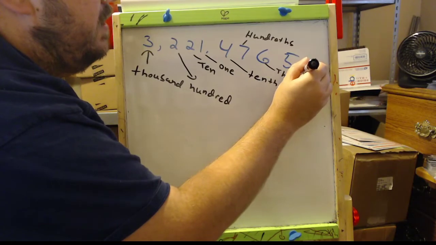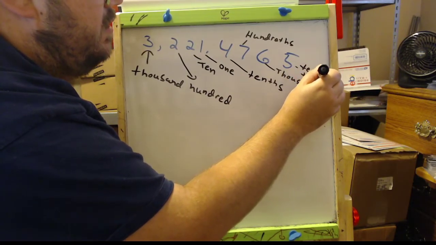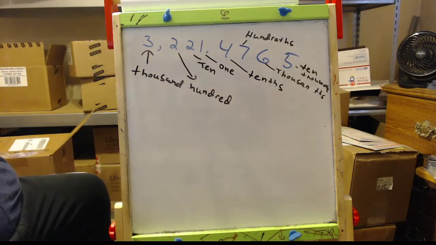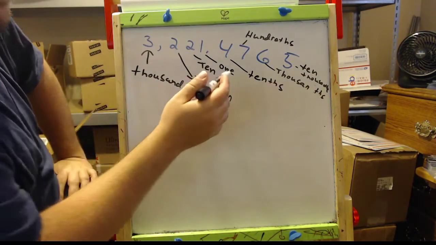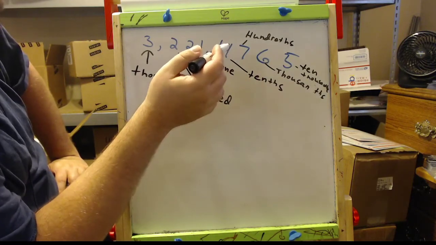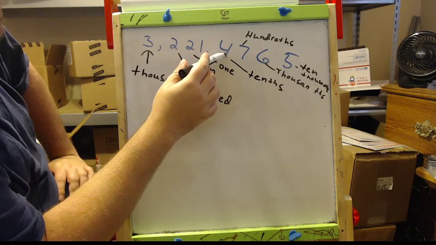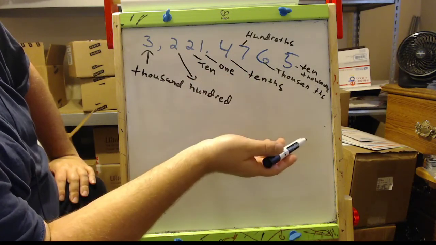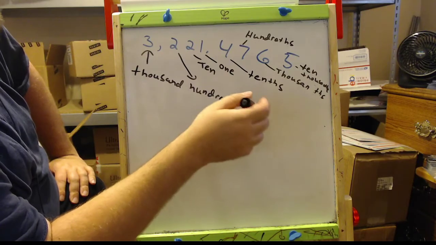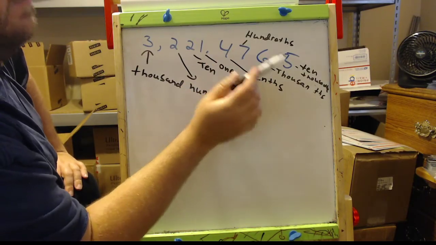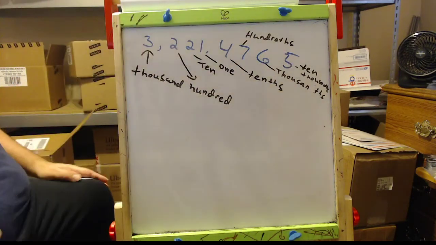What this is really telling us with the decimals is that we're really talking about a fraction. This 0.4 is telling us I have 4/10ths of something. I have 4 over 10, 7 over 100, 6 over 1,000, 5 over 10,000.